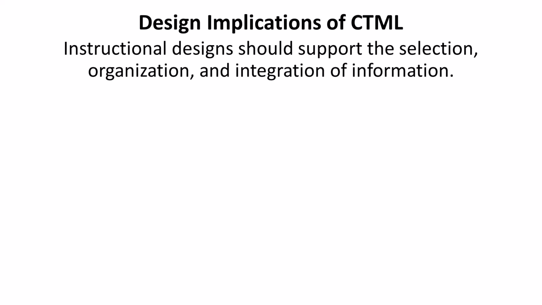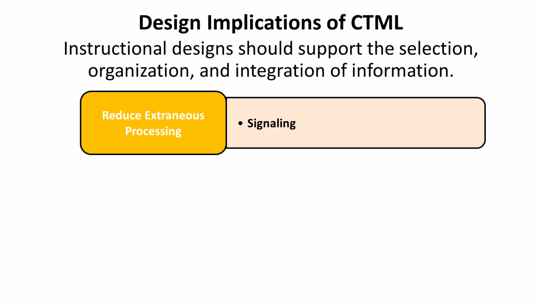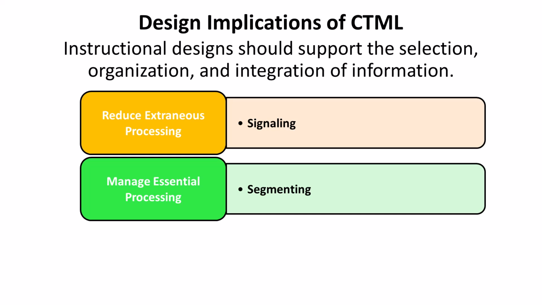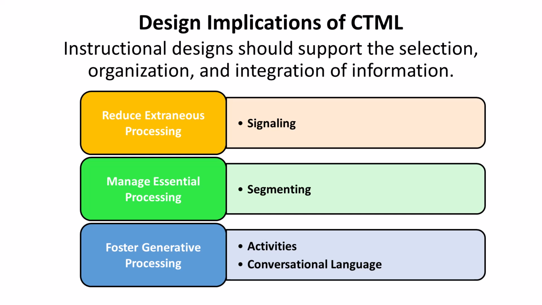Instructional designers should work to reduce extraneous processing, manage essential processing, and foster generative processing. Extraneous processing can be reduced by using signaling or highlighting key material. Essential processing can be managed by breaking larger concepts down into smaller chunks through the use of segmenting. Generative processing can be fostered through the incorporation of learning activities or by using conversational language.